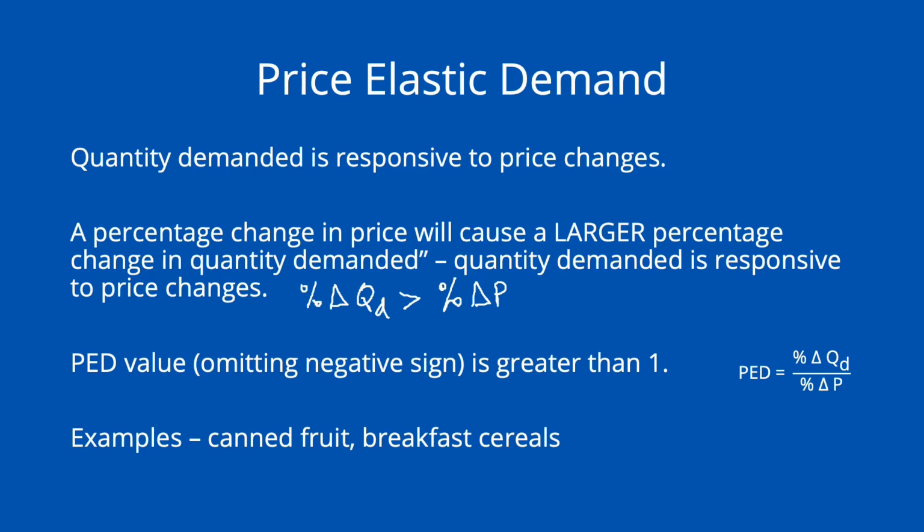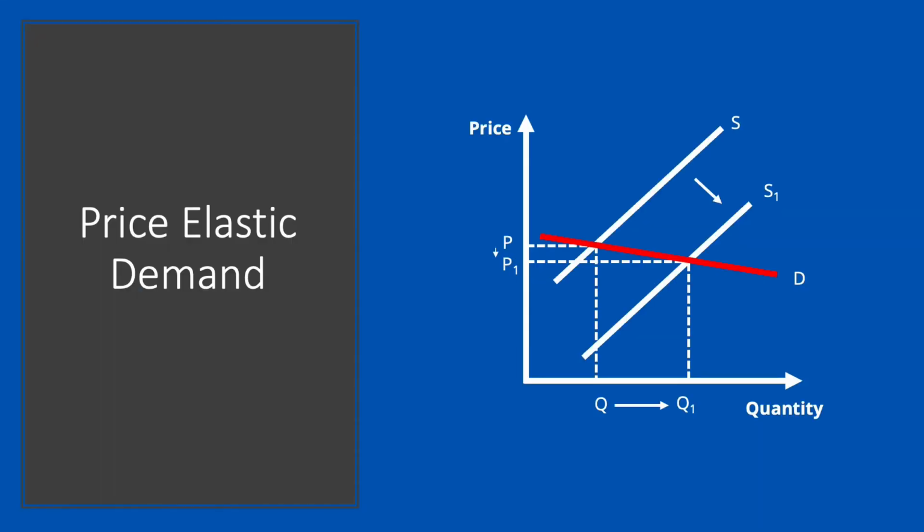If the price of one brand of cereal goes up, you have a vast array of cheaper alternatives to choose from. This means that the quantity demanded of the more expensive cereal is likely to fall considerably. The demand curve for goods with price elastic demand is quite shallow, almost horizontal. As you can see, this means that any change in price will lead to a larger change in quantity demanded.